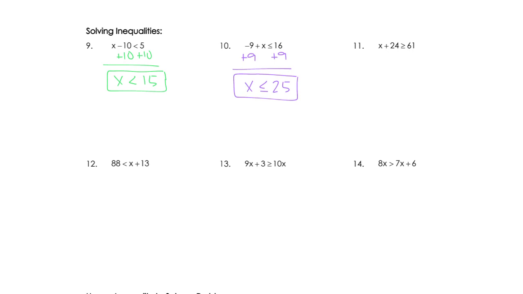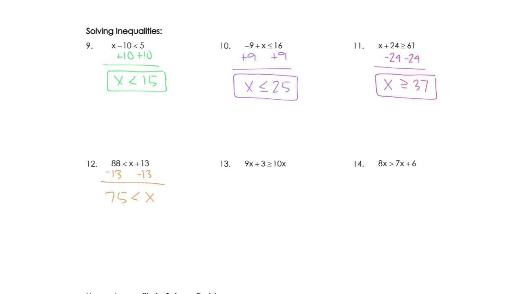On number 11, I'm going to subtract 24 from both sides. So then I have x is greater than or equal to, this should be 37. And then on number 12, I see 88 is less than x plus 13. Again, trying to get the x by itself, I'm going to have to undo that plus 13 by subtracting 13 from both sides. This would give me 75 is less than x.